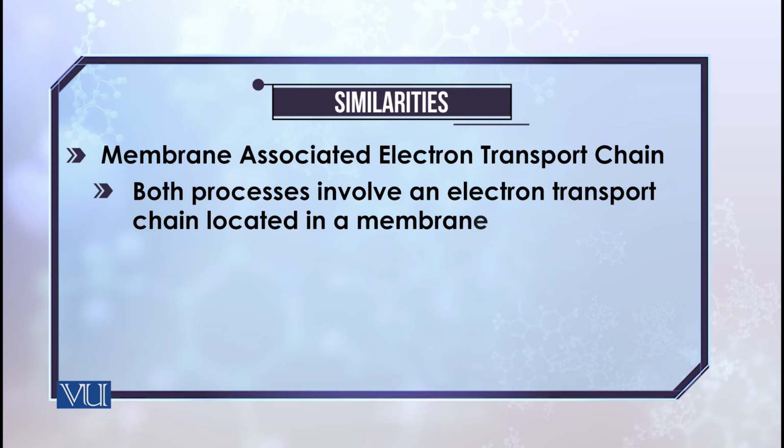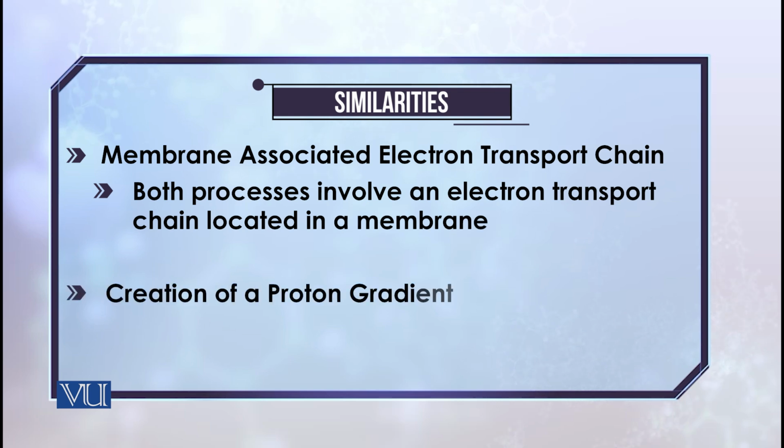in the chloroplast. First we see the similarities. First of all, it is a membrane-associated transport. I mean, the chain, the complexes, are embedded into the membranes of these organelles. In the case of mitochondria it is the inner mitochondrial membrane, and in the case of chloroplast, it's the thylakoid membranes. Of course, there is a creation of proton gradient.